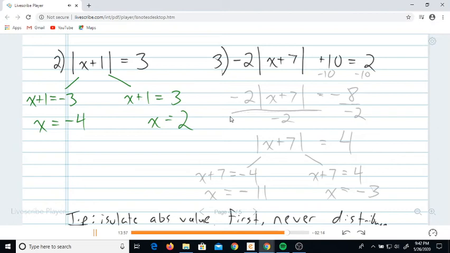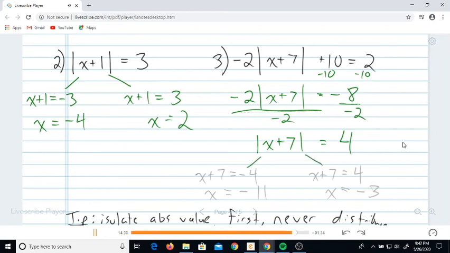Now, it's very important that we isolate first before we split it up. So we'll go ahead and subtract 10 from both sides, which gets us negative 8. Then divide both sides by negative 2 to clear out that multiplication. And we get positive 4. Before we wrap this problem up, notice I did not distribute. That's because the absolute value signs are not parentheses. So do not distribute into absolute values. In order to get rid of that negative 2, we have to divide it away. So don't make the mistake of distributing there.